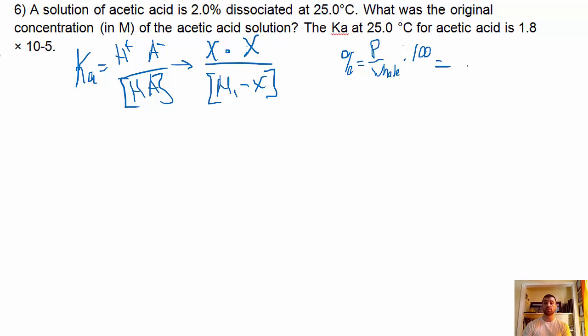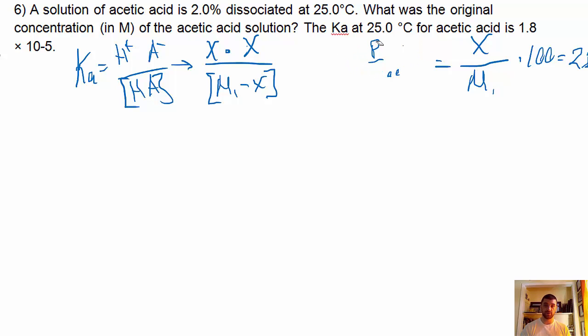So the part that dissociated is X. We don't know exactly how much. The whole thing is how much we started with, which was our original molarity, times 100, which we do know, that has to equal 2%, right? So we have these two equations here. We got two unknowns, so what we can do is combine these two equations so that we have one equation with one unknown.